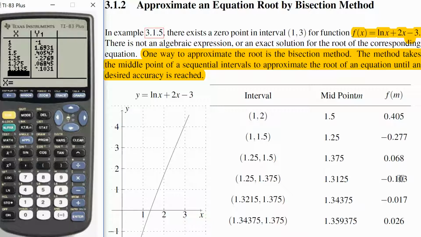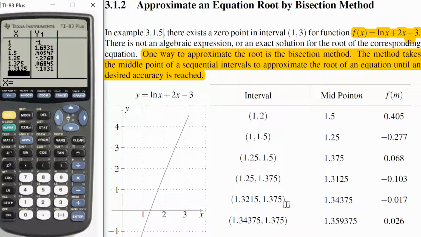And the negative value tells us that 1.3125 is on the left of the root, the x-intercept. So you've got to choose 1.3125 right here as a left interval. And the right interval, you know this was, when you plug in this value, you got positive. You see right here is positive. Okay, and then keep working on that.